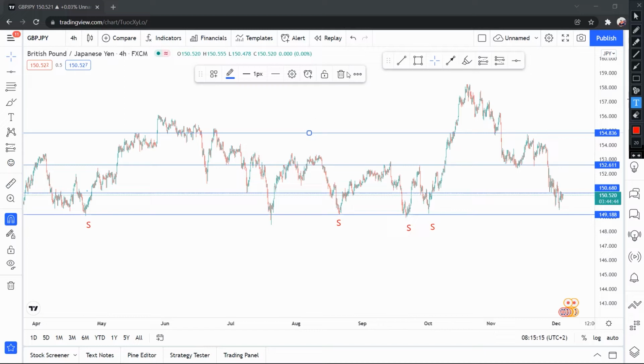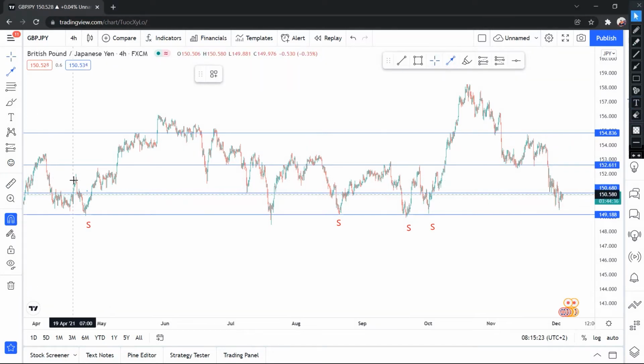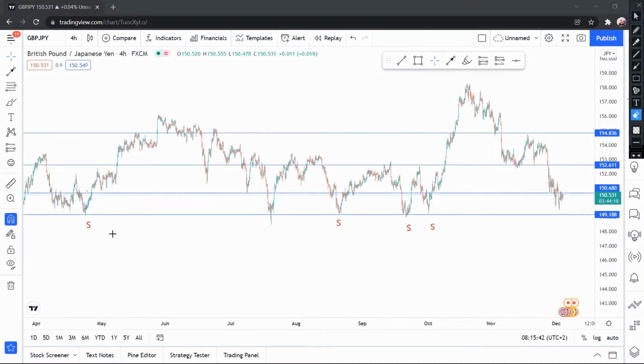Why? Because you can see that the market was pushing downwards, but when it reached this level, it was bounced, it was pushed back up. So it was basically supported, right? It was supported to push back up. Just like that. Easy concept. I hope you guys can understand this.